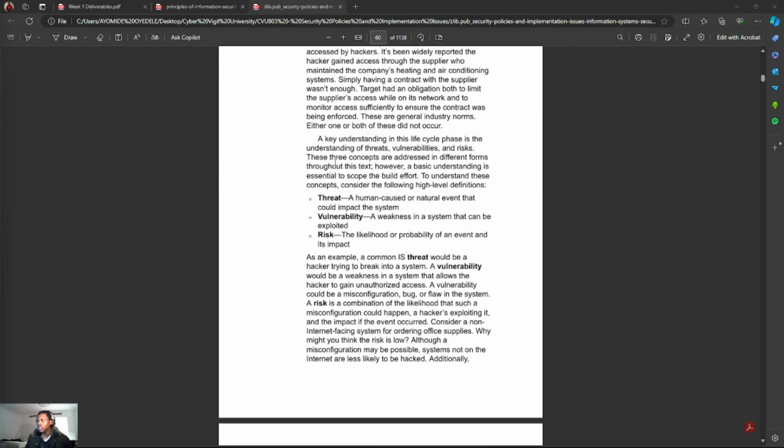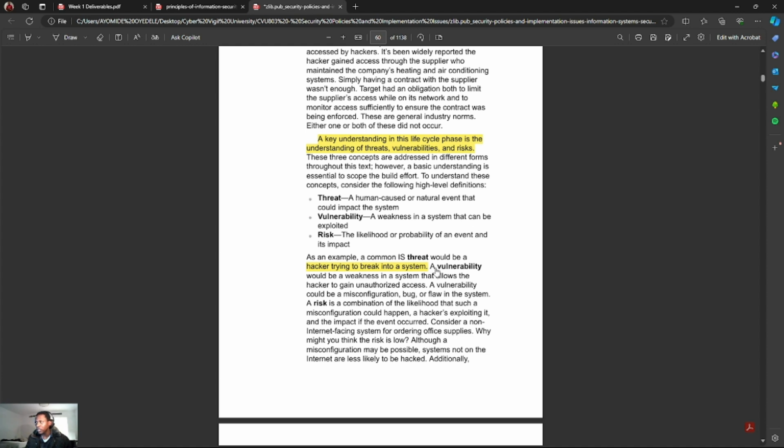And again, another thing we need to understand, as you can see, a key understanding in this life cycle is the understanding of this concept. I'm just going to highlight those right there: threat, vulnerabilities, and risk. We are not new to this concept because we just looked at them in the earlier class, right? But of course, a common information systems threat would be a hacker trying to break into a system, right?